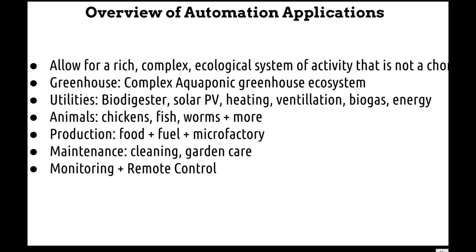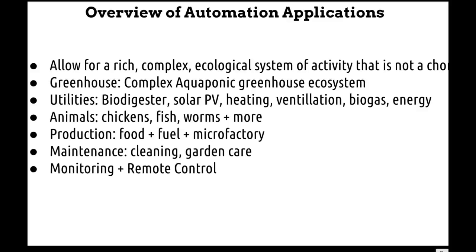Our system includes the greenhouse, the aquaponics, the utilities, everything from the biodigester, PV, heating, ventilation, biogas, energy. Animals, we have chickens and fish, worms as well, red worms for composting and fish food. Production includes food from the greenhouse, fuel, I'll talk about, and microfactory. Maintenance, there's cleaning, garden care, there's monitoring and remote control.